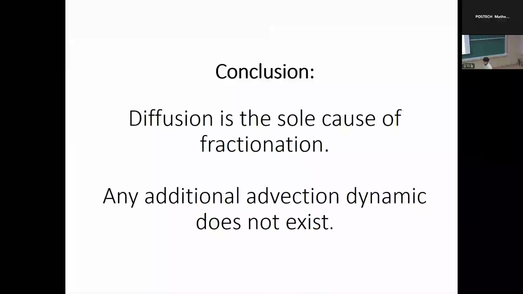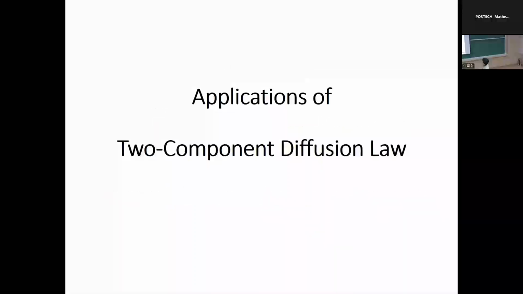Actually, the experiment lab professor wants to advertise this one, saying the 160-year-old problem is solved. So what is the problem? Our conclusion is that diffusion is the sole cause for this fractionation. Any additional advection dynamic does not exist, at least in our experiment. And we believe that should be the same in many other fractionation phenomena. So this one is the solution: application of the two component diffusion law. The examples we showed previously with the chemotaxis model, we can use this model to obtain a better chemotaxis model. And that's what we did actually.